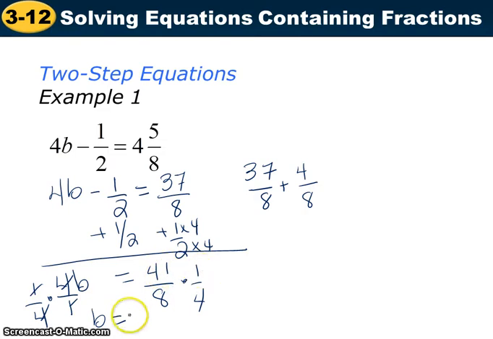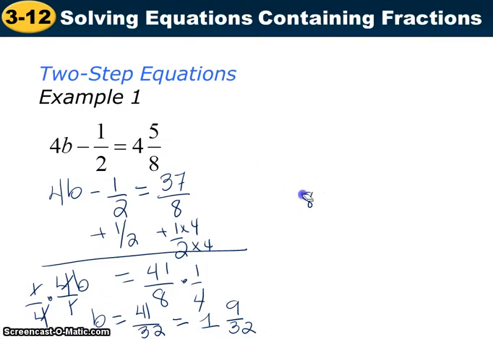So 41 times 1 is 41. 8 times 4 is 32. And here we end up with an improper fraction. We can change it to a mixed number if we want. 32 goes into 41 one time, and the remainder is 9. And that will be the answer right there. Now, this is one way to solve it. I will show you another way to solve it on the other side, like by getting rid of the fractions from the beginning.